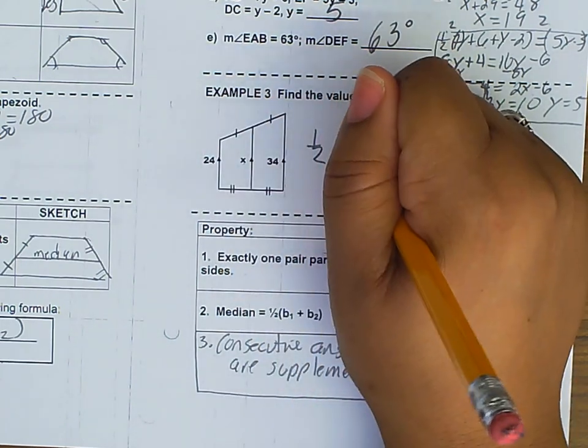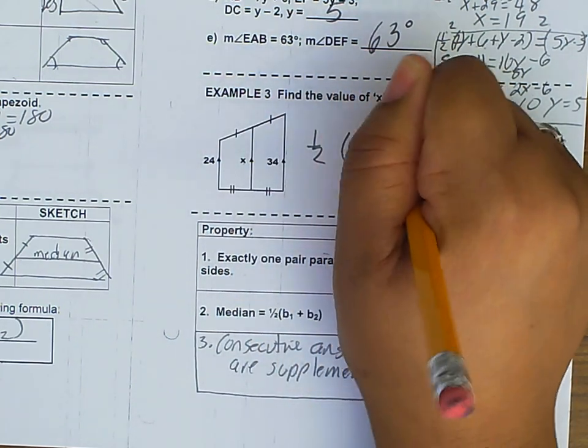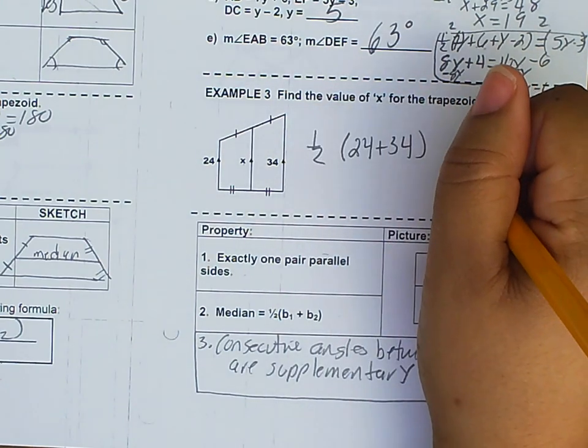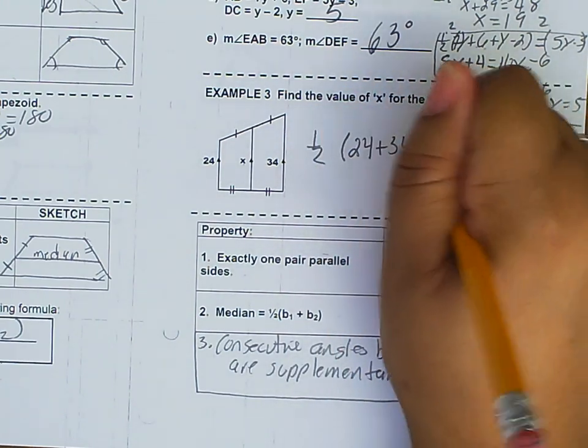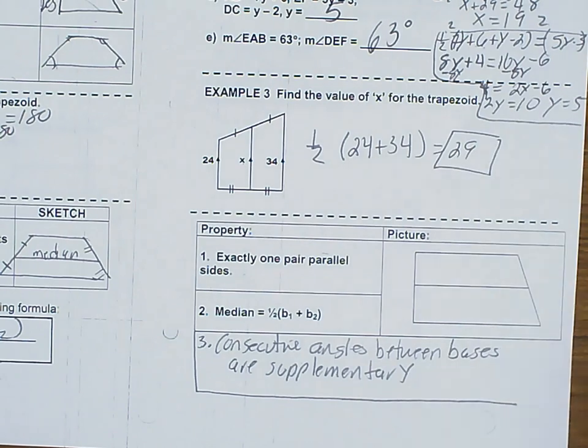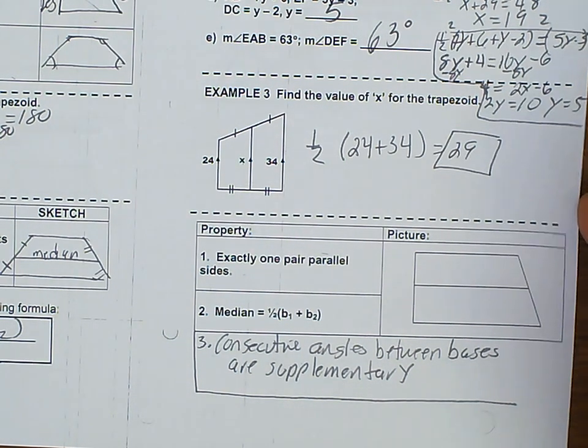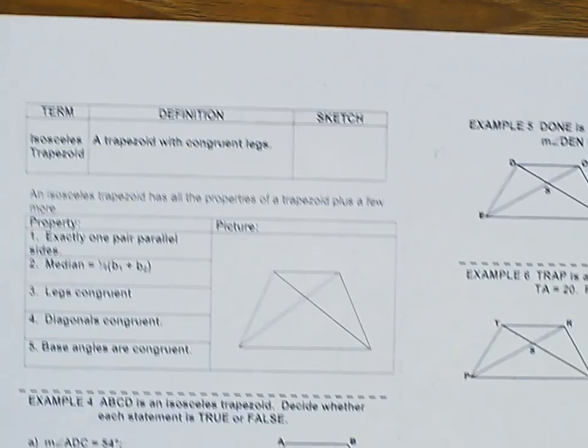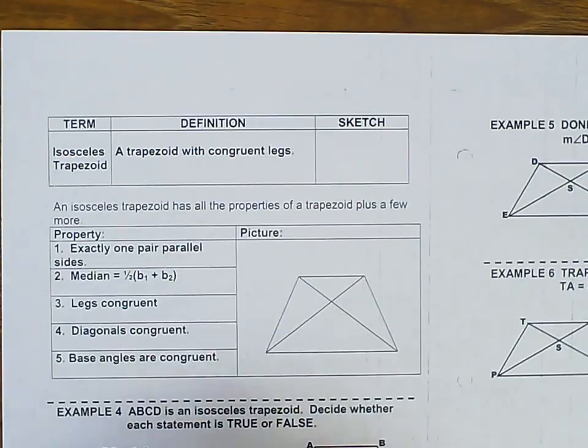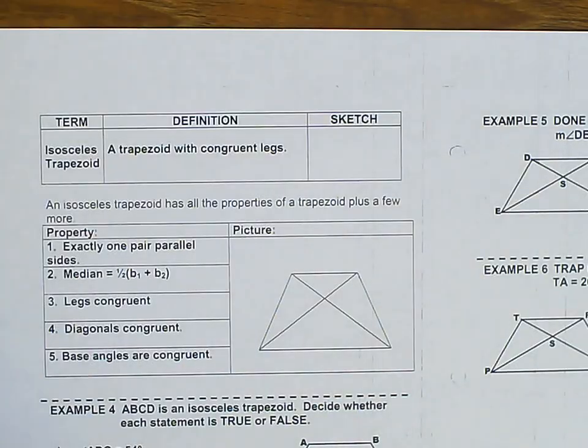I got my two bases. And then if I put that into the calculator, I do it in my head, it turns out to be 29. And that's it. All right, so we're done with regular trapezoid notes. Let's look at the isosceles trapezoid notes. And again, don't forget, these are going to also go into the property paper.